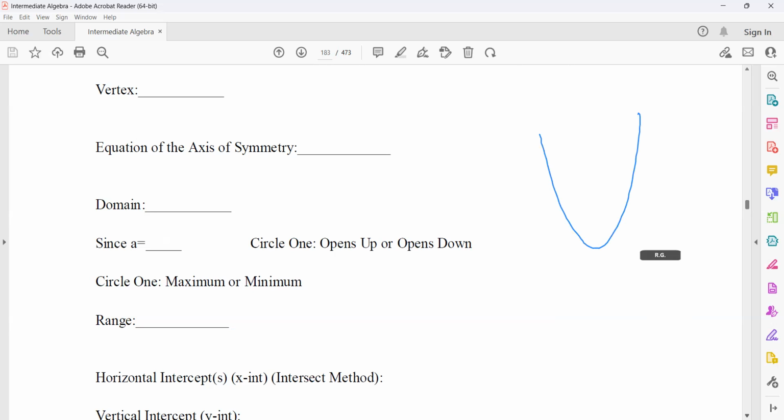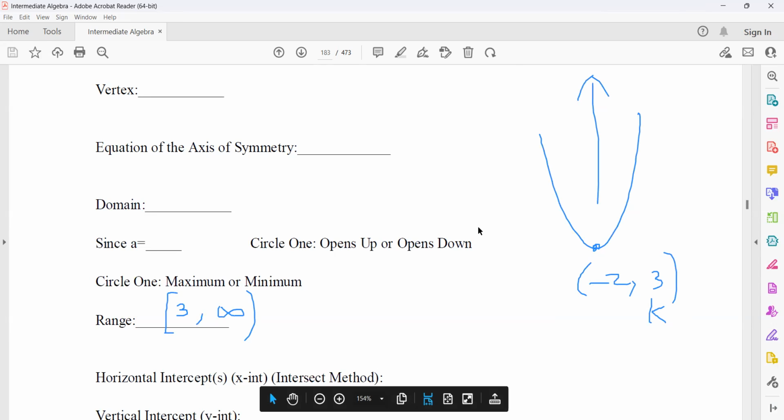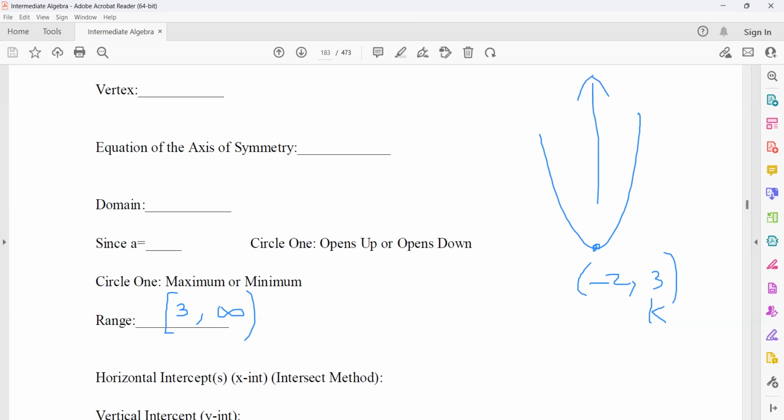Now, what is the vertex again? It's hk. And what was our h? Negative 2, and we had 3. So this is going to be our k, and it's going to go up. So our range is going to be k, which is 3, to positive infinity, right? Now, what about the horizontal intercept? We have to go back and find that on our calculator. So let's do that real quick.